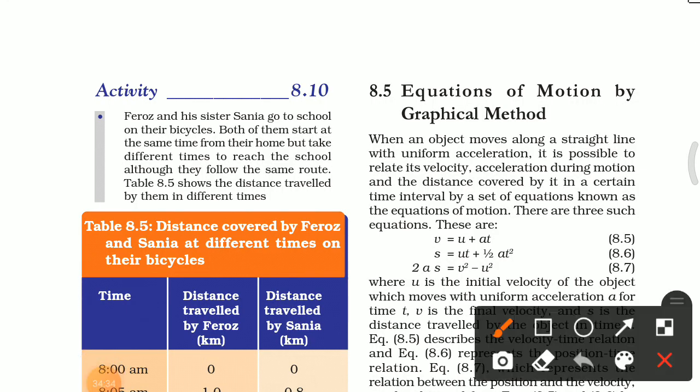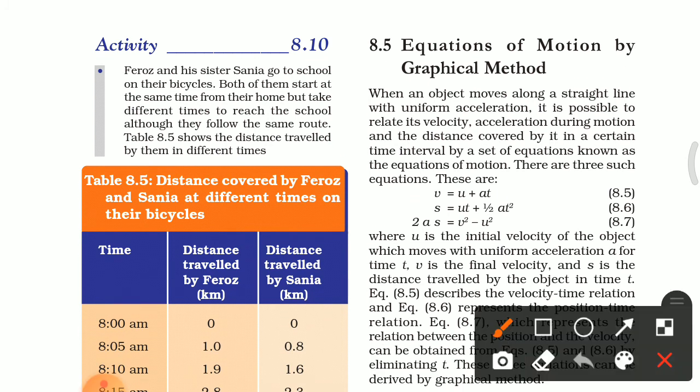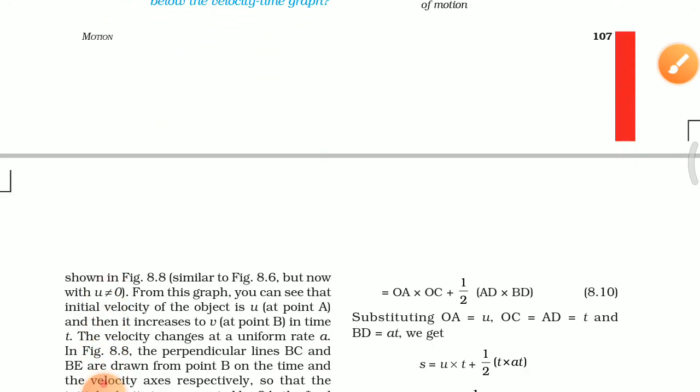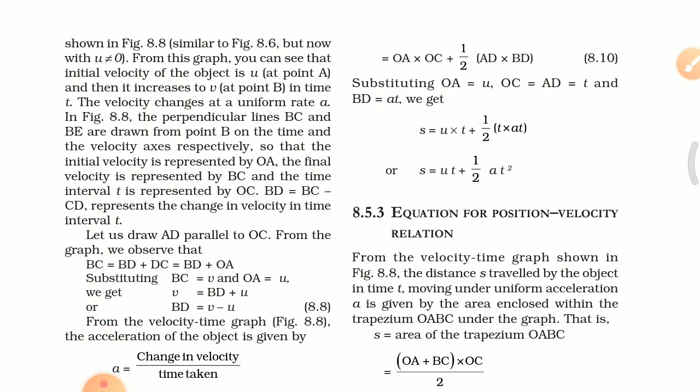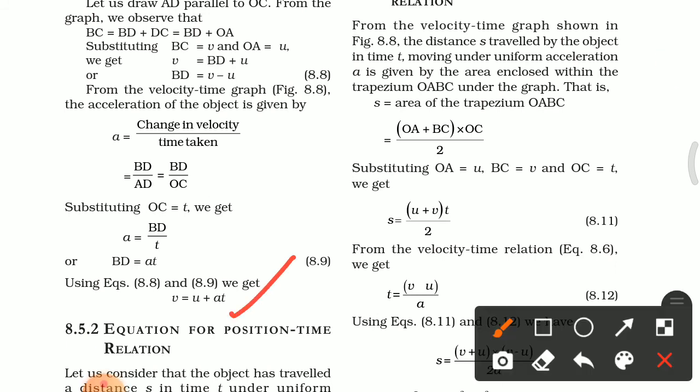See, take your book and see the topic 8.5, equation of motion by graphical method. And there are 3 equations of motion: v equal to u plus at, s equal to ut plus half at squared, and 2as equal to v squared minus u squared. And see here, they derived v equal to u plus at, the first equation of motion.